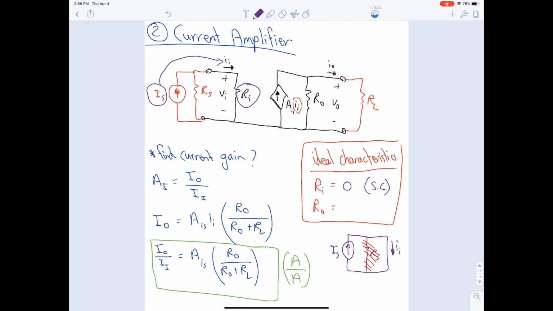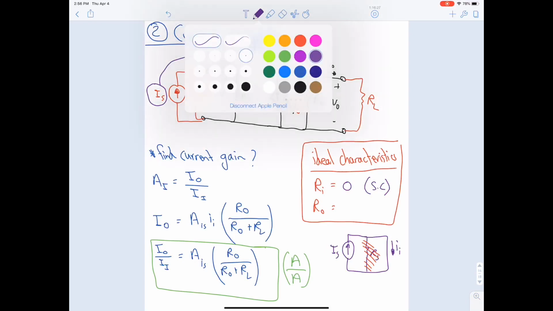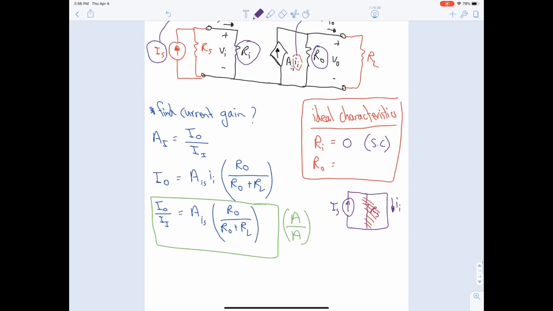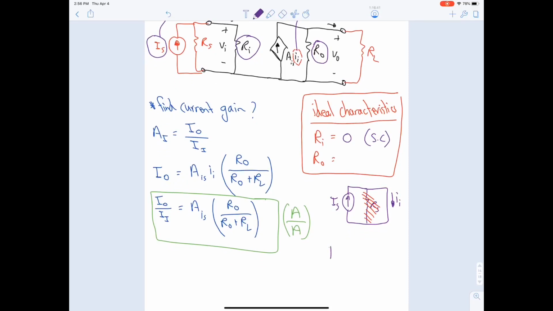Here's II. What should we do to RO? What should we do to RO so that the entire II gets propagated to I output? Again, we have two options. It's either short circuit or open circuit. Let's try the short circuit. I need to put here a short circuit, and this is our RL.